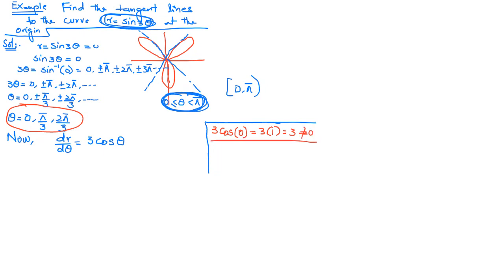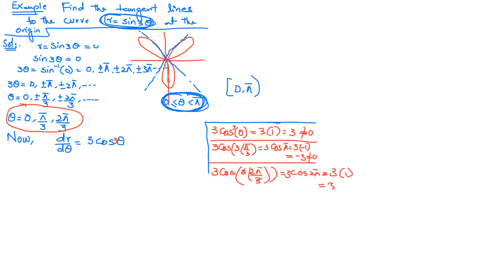Now the second point is pi by 3. So 3 into cosine of 3 pi by 3. 3 pi by 3 means cosine of pi. 3 into cosine of pi is 3 into minus 1, which is equal to minus 3, which is not equal to 0. Similarly, you have to put the third one. The third one is 3 into cosine of 3 into 2 pi by 3. The 3 and 3 cancel, so 3 into cosine of 2 pi, and cosine of 2 pi is equal to 1, which gives 3 and not equal to 0.